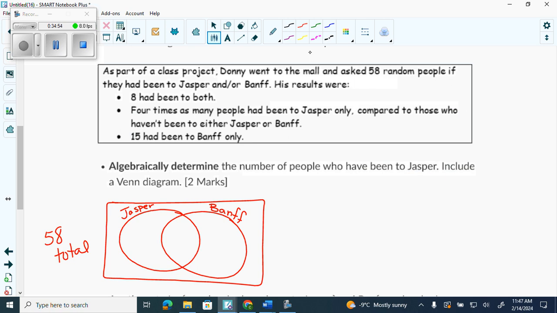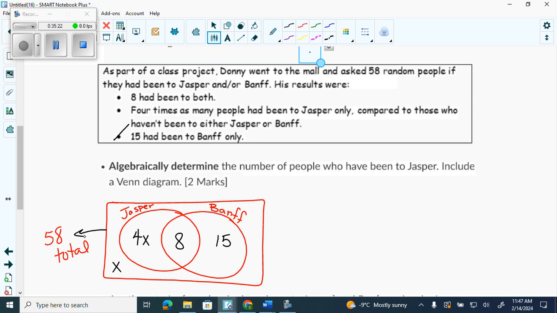Okay, cool. All right. So 15 have been to Banff only. I can go there right away and put that in because it's an only, and onlys can be put into one region immediately. Doesn't matter what. Okay. 8 have been to both. Perfecto. 4 times as many. So this wasn't 4 more. This is 4 times as many have been to neither. So this would be x. 4 times means I do what? 4x. And they should add to 58.